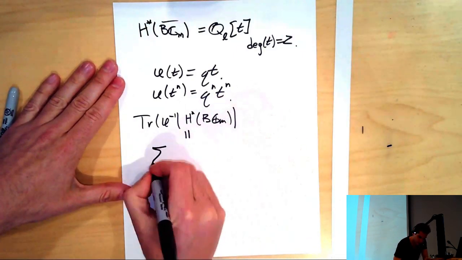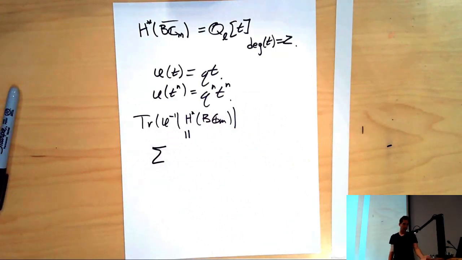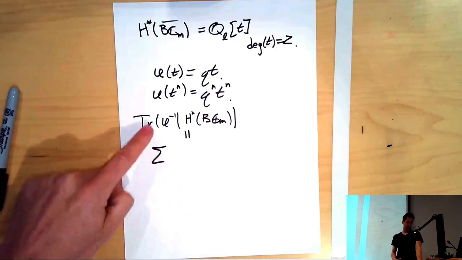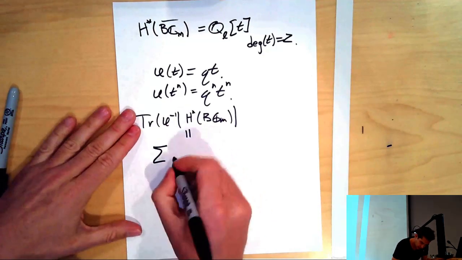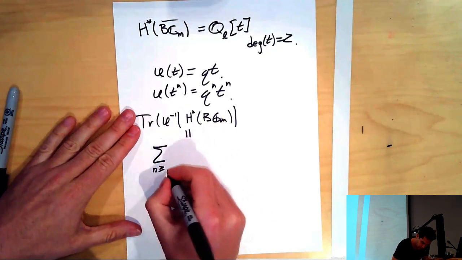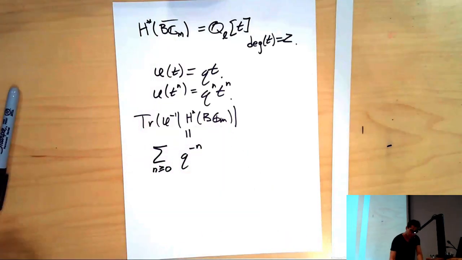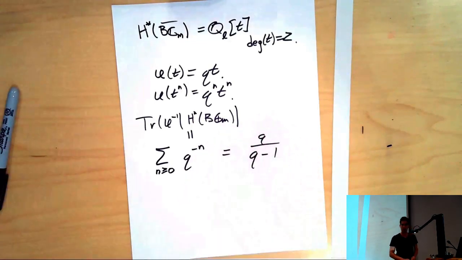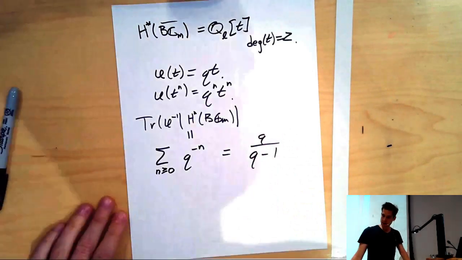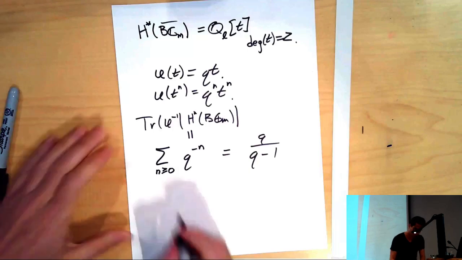Well, this is a sum. All the cohomologies are in even degrees, so there are no signs. And what I see is just in degree 2n, I have to take the trace of multiplication by q to the minus n. So this is a sum over all n greater than or equal to 0 of q to the minus n. This is a geometric series, and you can add it up, and you get q divided by q minus 1, which is exactly what you wanted to get because that was also the left-hand side of the Grothendieck-Lefschetz trace formula.